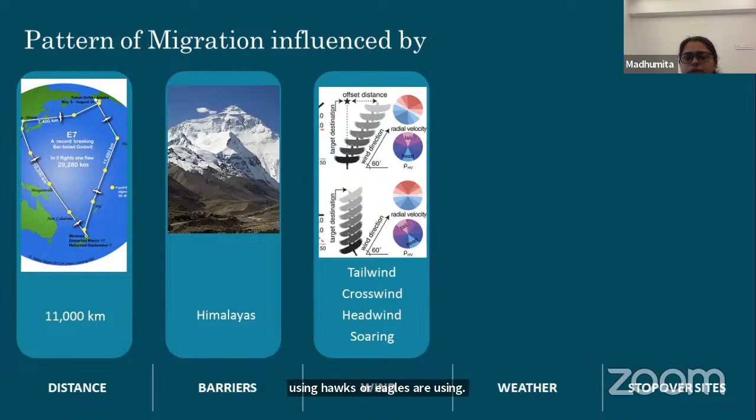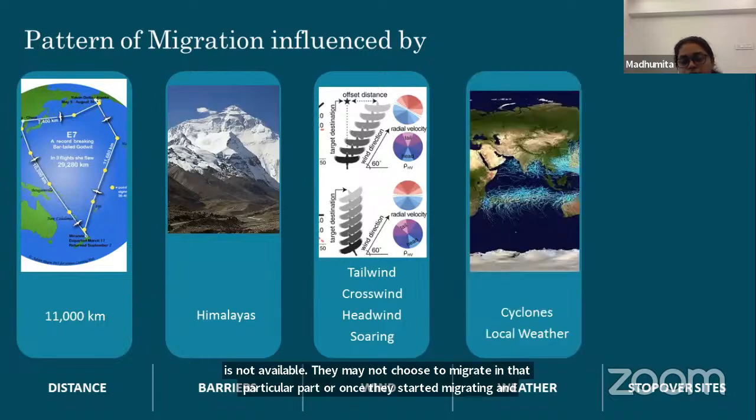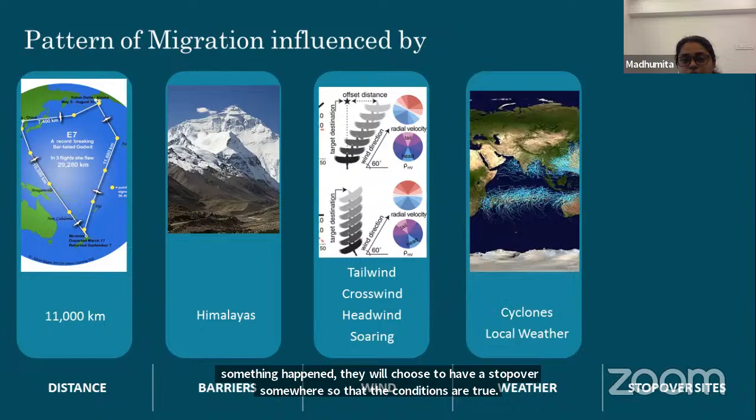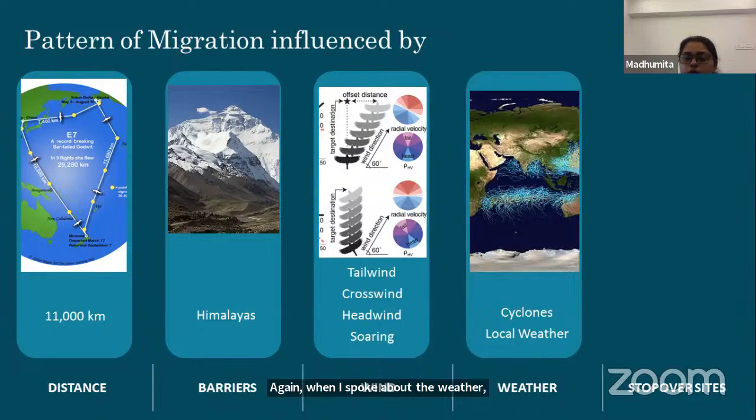So sometimes, due to weather conditions, the wind is not available, and they may not choose to migrate in that particular part. Or once they have started migrating and something happens, they will choose to have a stopover somewhere so that the conditions improve. Again, the bird's decision to fly depends a lot upon weather conditions, many times mostly the local weather condition of the area.